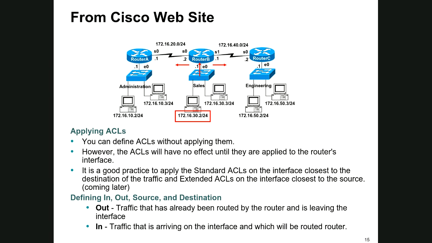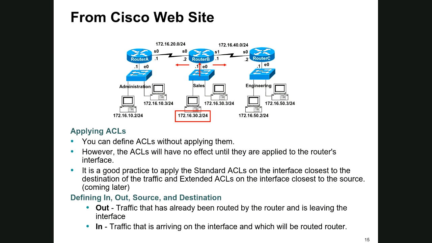Because of the way that standard access control lists work, they're kind of clunky. We normally put it on the interface closest to the destination of the traffic because we don't want to inadvertently filter other traffic that we didn't want to. So outbound traffic is traffic that's already been routed by the router, leaving the interface. Inbound traffic is traffic that's arriving on the interface, and it'll be routed by the router. So in this example, the sales department traffic all goes into their default gateway, that .1 address on router B, Ethernet 0. That's inbound traffic.